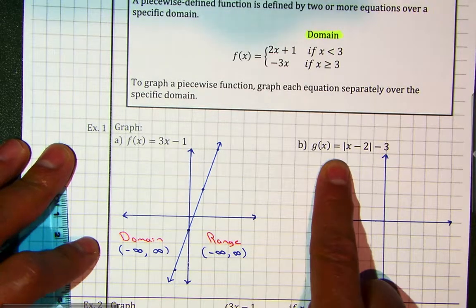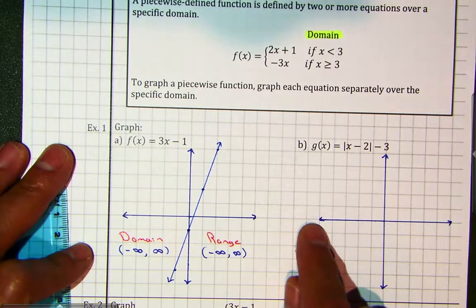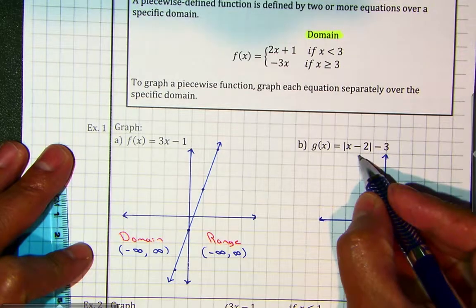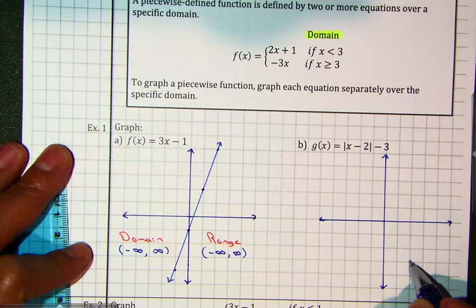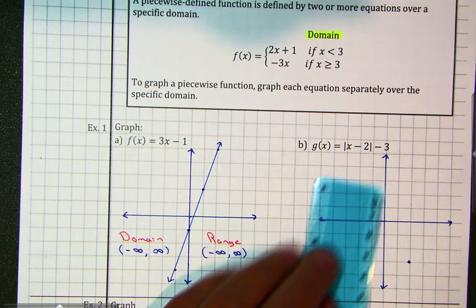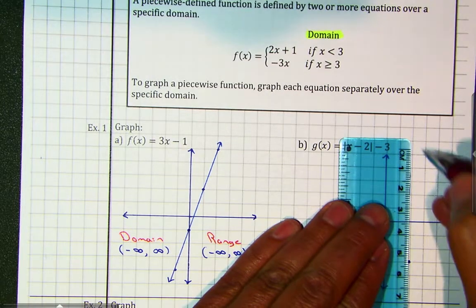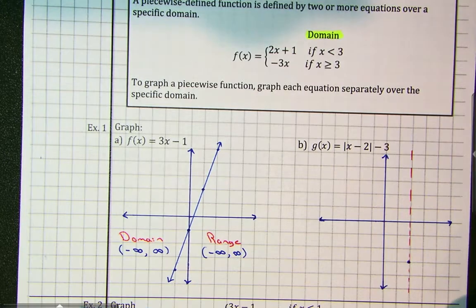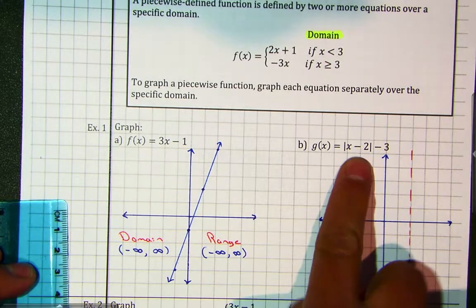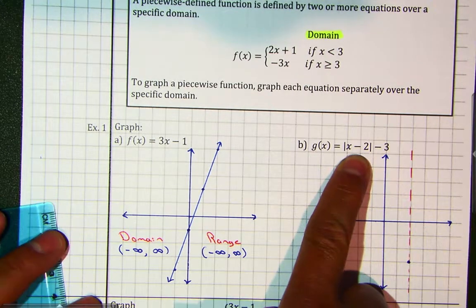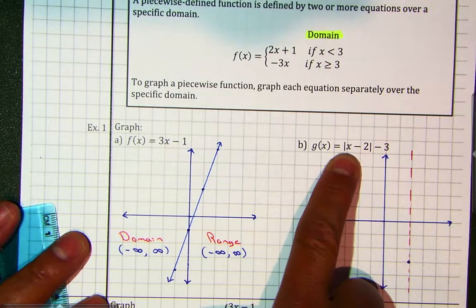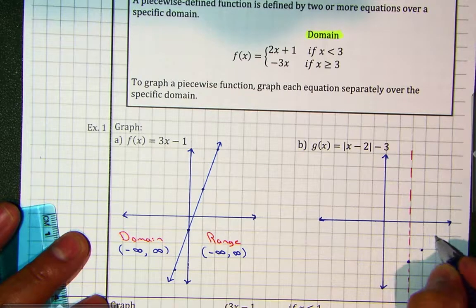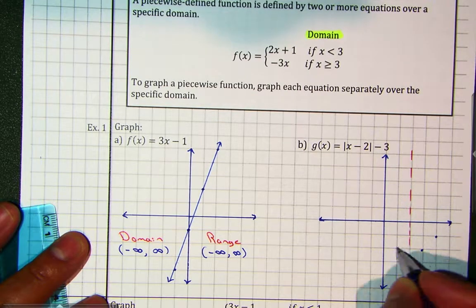For letter B, we have an absolute value. Your vertex is 2 and -3. I'm going to place my line of symmetry, and those are the ones that we covered back in the last section. This is an absolute value of a line, so therefore my a value is 1. I'm going to use that as my slope, up 1 to the right 1, and I'm going to reflect it.